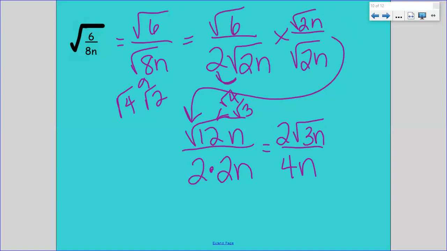Am I done? Not quite. Last thing I have to do is I need to simplify the 2 and the 4. I can do that by reducing, and it would be 1 over 2, so I can ignore the 1. I don't have to put it. So 3 square root of 3n over, and this becomes a 2n. Final answer. I can't reduce the n's because the n is underneath the radical here, and this is not underneath the radical. So those mean different things. So that is my final answer.